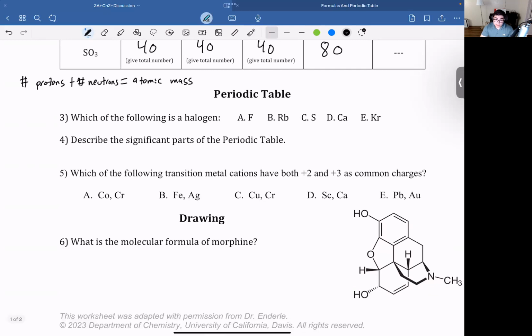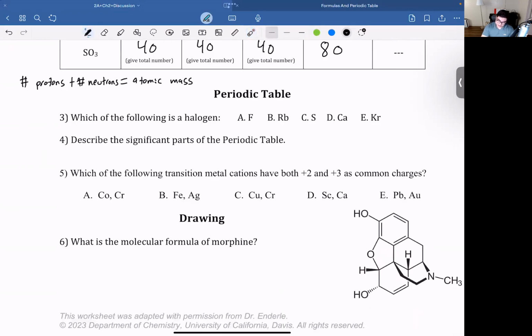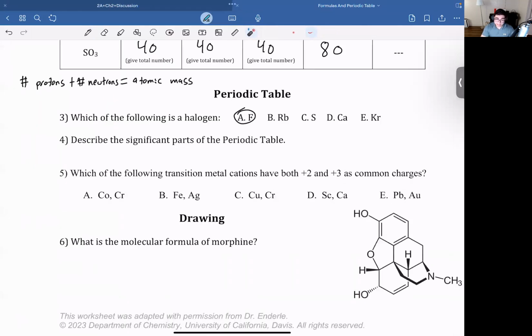Great. Now it says, which of the following is a halogen? So the halogens on the periodic table are found on the right side here. Really, the ones that you're looking at are fluorine through iodine in this second to last column. And that's your halogen group. So the only one from that group here is fluorine. Rubidium, I think, is a group 1 element. That is correct. So this group 1 we call the alkali metals. Group 2 we call the alkaline earth metals. And there's some metalloids, which I think we'll cover later.